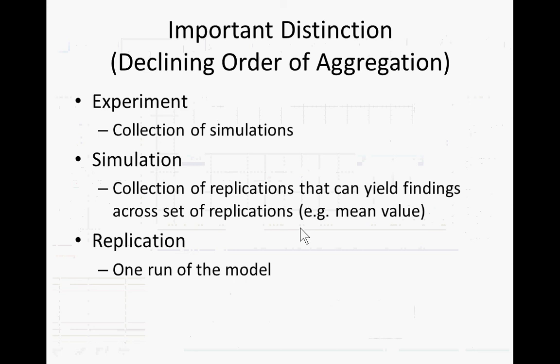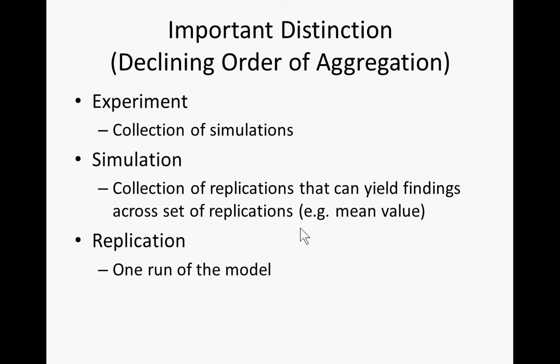So many modelers use the term ensemble and realization. Ensemble to refer to a collection of realizations, each realization involving a single instance of this stochastic process, a single run of the model in this case. In AnyLogic, replication is used to mean one run of the model. A simulation is a collection of replications that can yield findings across a set of replications. And an experiment is a collection of simulations.